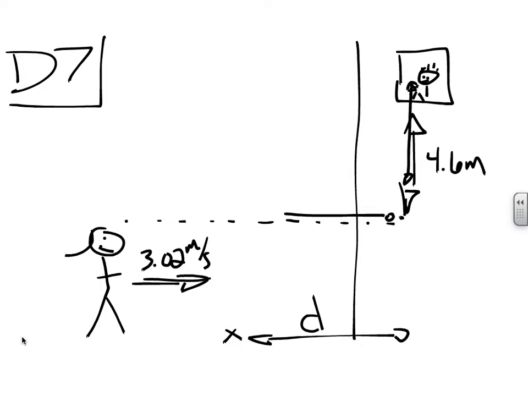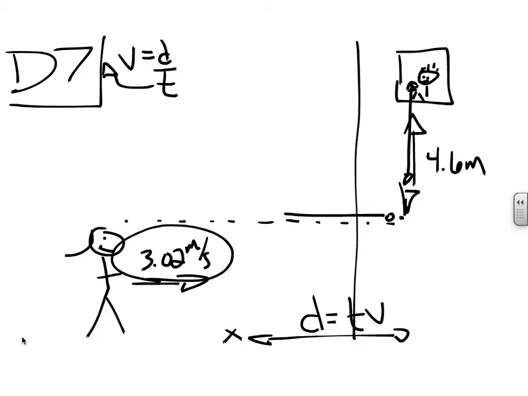So we have a key here in this problem, and that is the word right before 3.02 meters per second: constant. Now we only have one constant speed formula, and that is v equals d over t. If I'm looking for the d, I'm just going to bring the t up, so d is going to equal t times v. We already know the v is 3.02. All we have to do is find out the time.